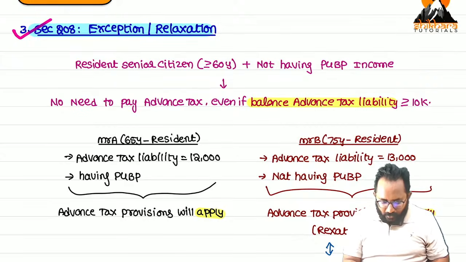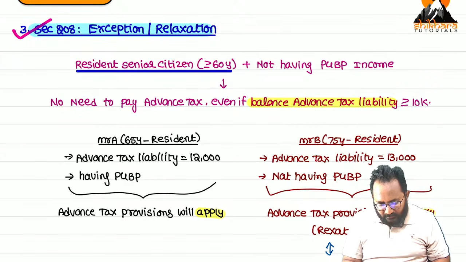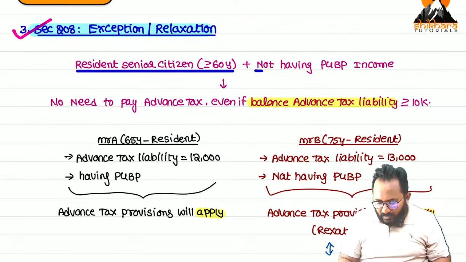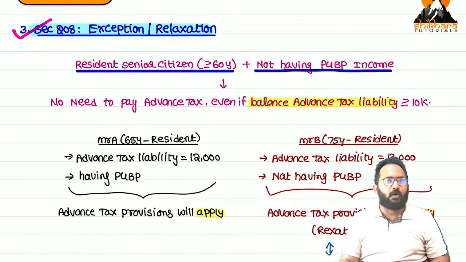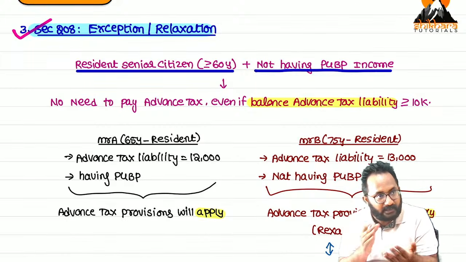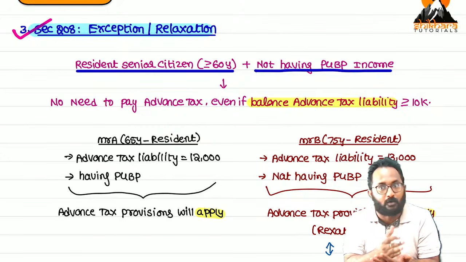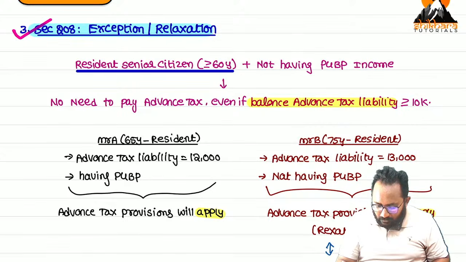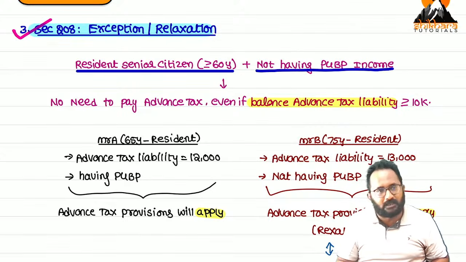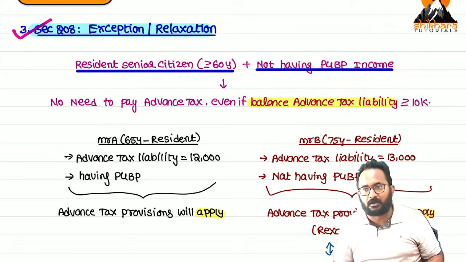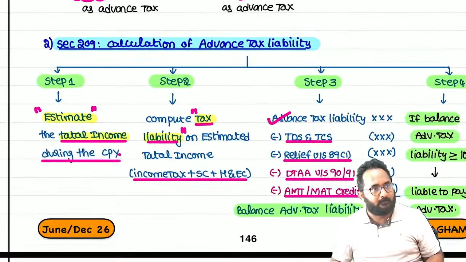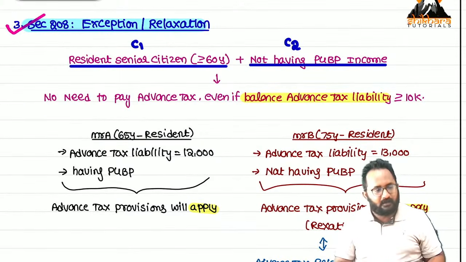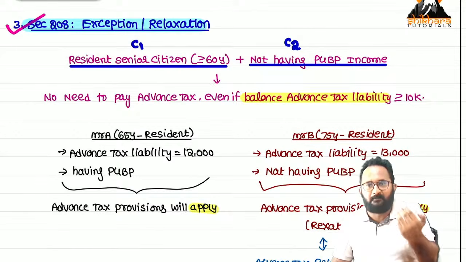Now, if you are a resident senior citizen, senior citizen means how many years of age? 60 or more. And if you don't have any PCBP income, no need to pay advance tax liability, even if your balance advance tax liability is more than or equal to 10,000. Sir, we calculated under section 209 and we got 12,000. Generally, you have to pay, right? But if you are satisfying the two conditions, what are the two conditions? Resident senior citizen, and you don't have any PCBP income.